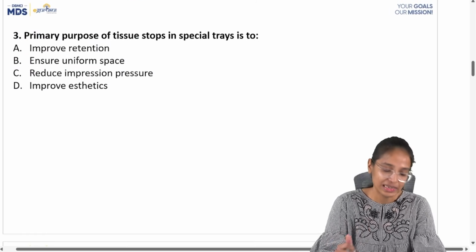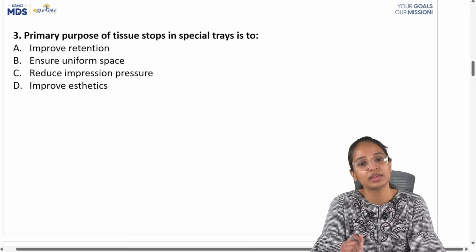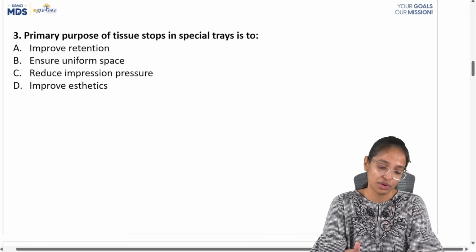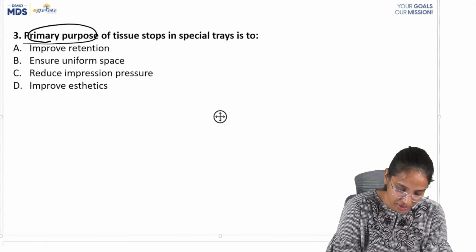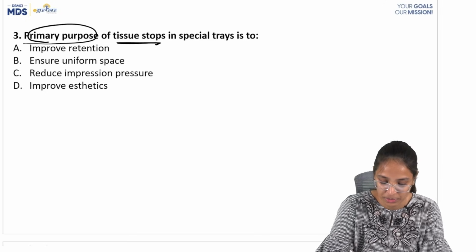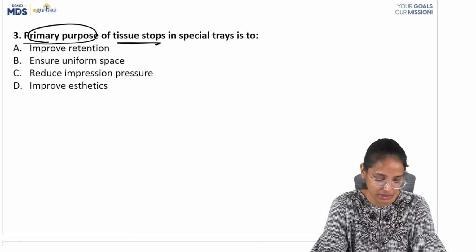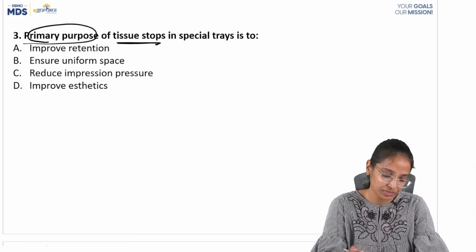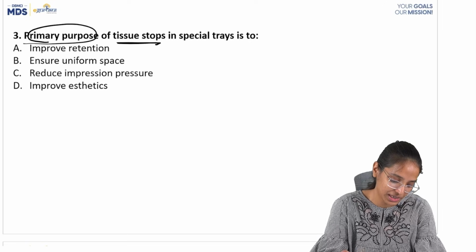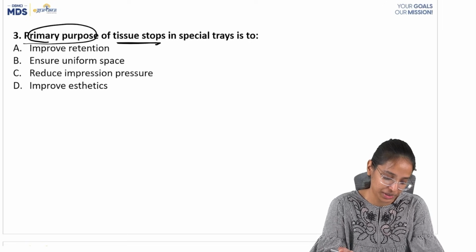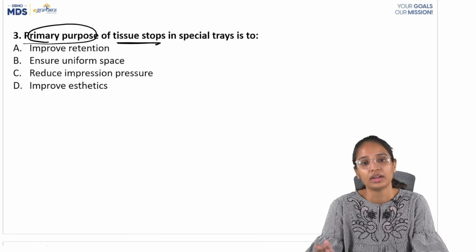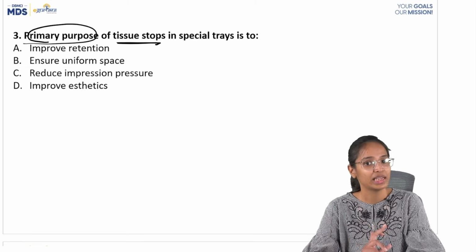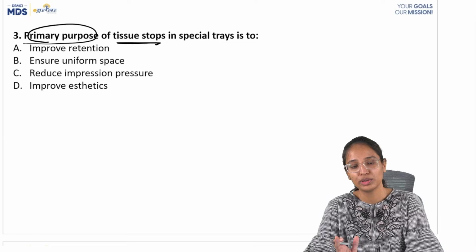Now, let us come to question number 3. Primary purpose of tissue stops. Primary purpose of tissue stopper or tissue stops in special tray is what? To improve retention, to ensure the uniform space, to reduce the pressure of impression, and to improve your aesthetics. Now, again, like as your first question, I'll want to highlight one thing.